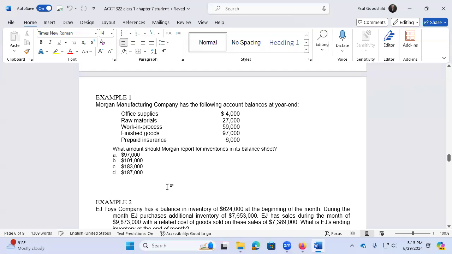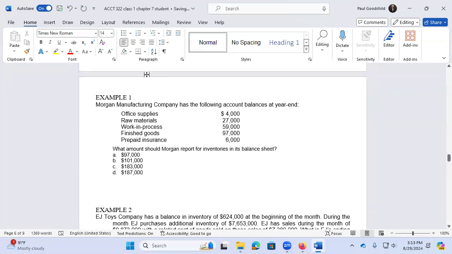Excellent. So let's look at some examples. We'll start with example one, and I will walk through, but just take a second to read it. Okay, so we know it's a manufacturing company, so we expect it has raw materials, plus work in progress, plus finished goods, equals inventory.